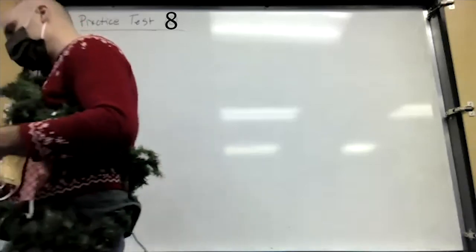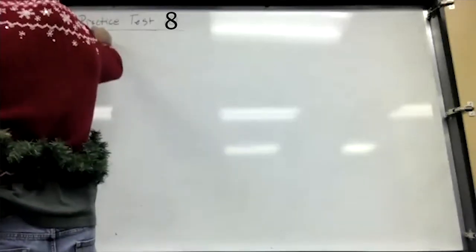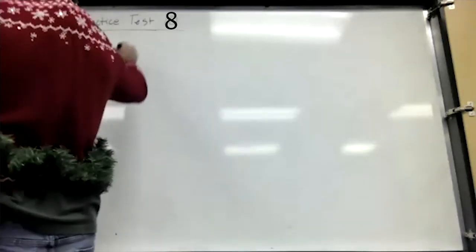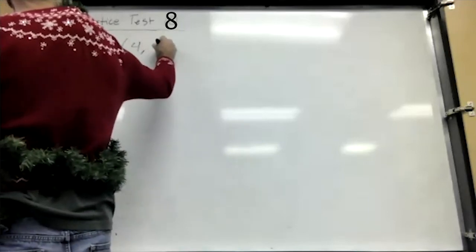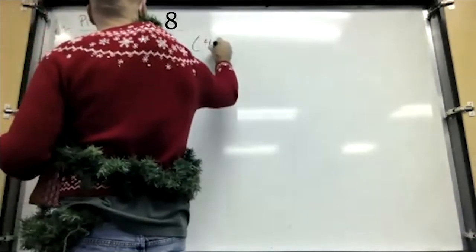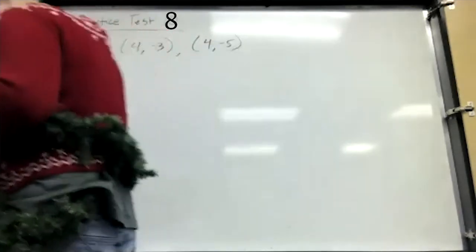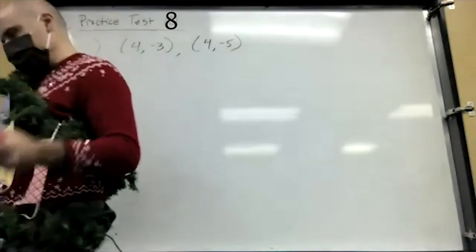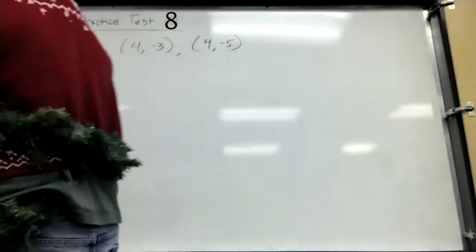Okay, calculate the slope of a line. So here's the 2 points. We're going to calculate the slope between these 2 points, (4, -3) and (4, -5). Tell whether the line rises, falls, is horizontal, or vertical.